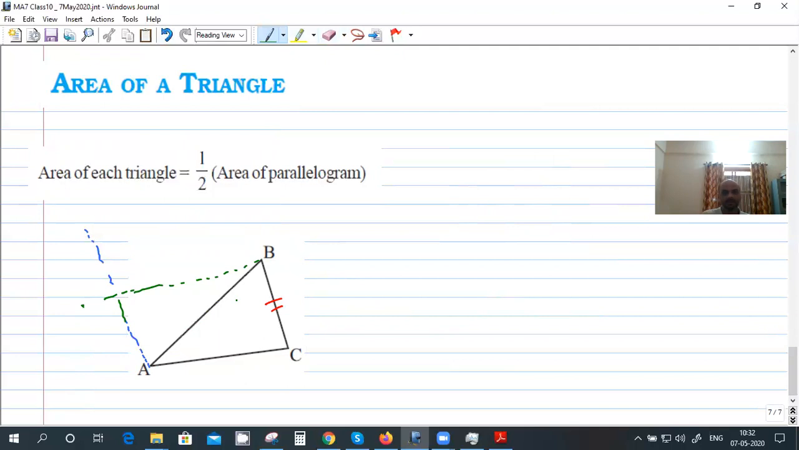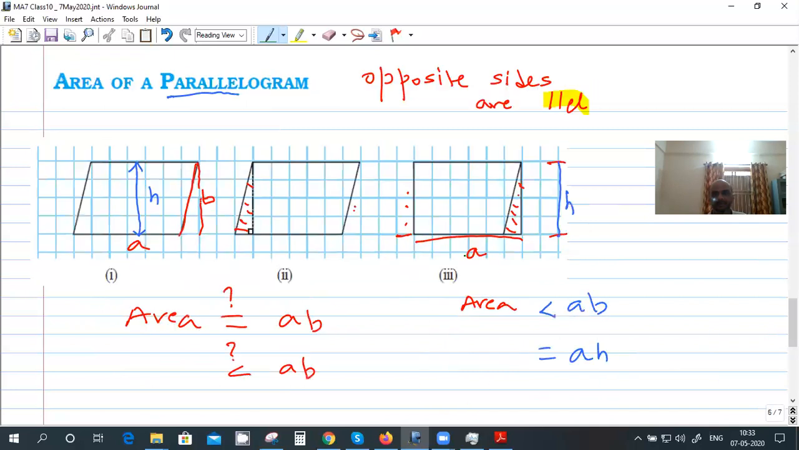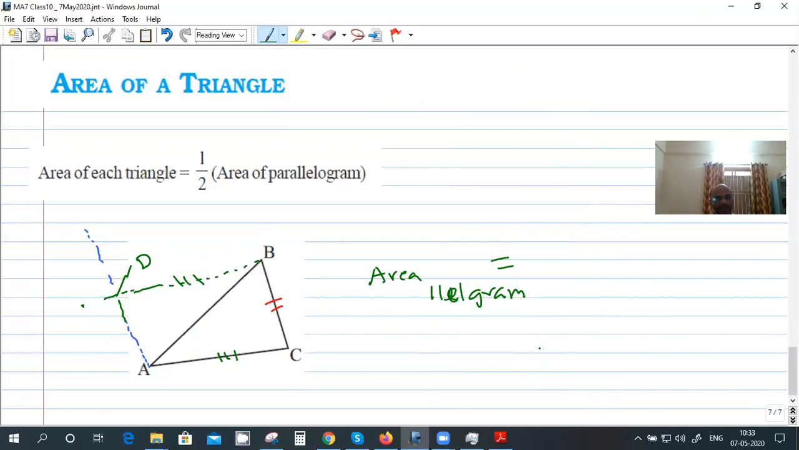So now what is the parallelogram? I have to name this vertex as something, right? I'll name it as D. So the parallelogram is ABCD. So what is the area of the parallelogram? Area of the triangle you do not know, but the area of the parallelogram has been defined earlier, right? That is A into H. That we have to use.